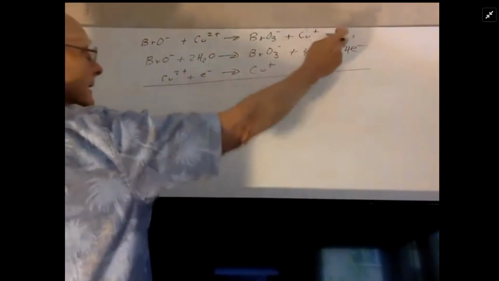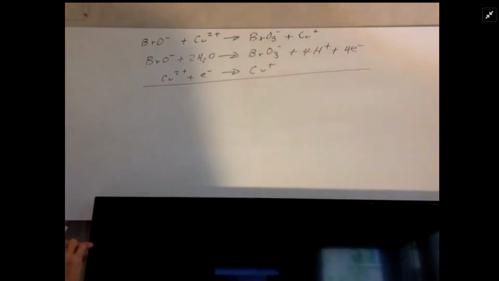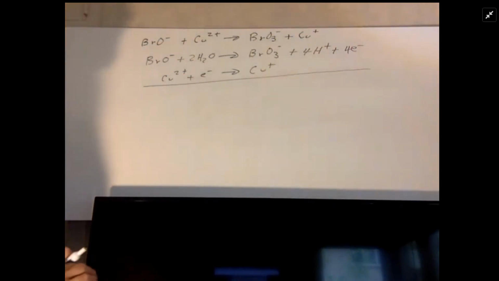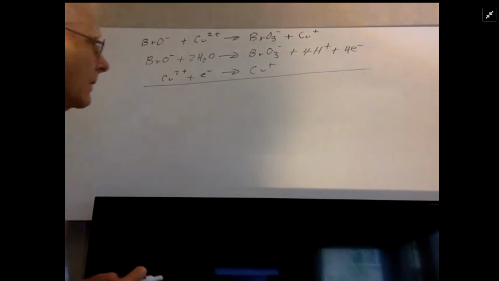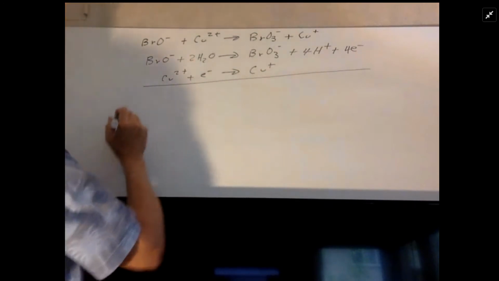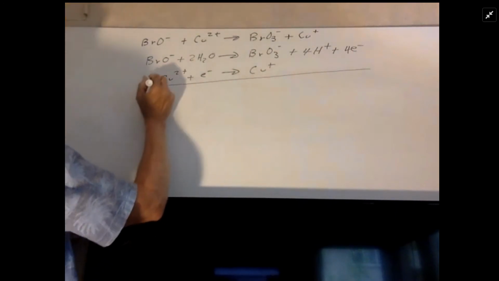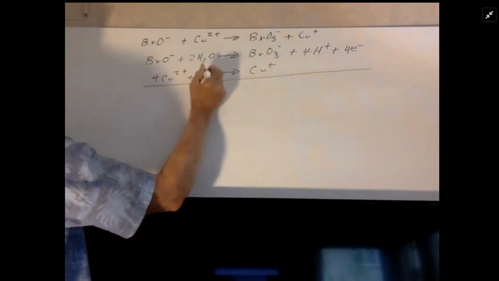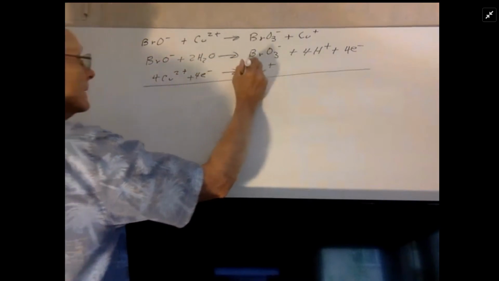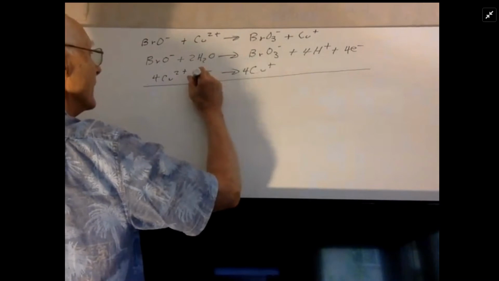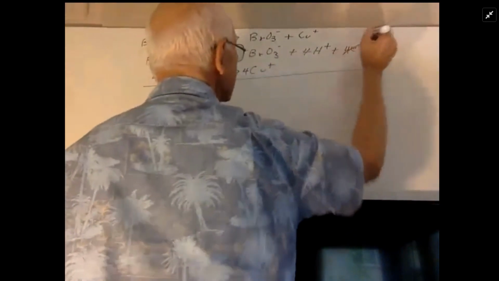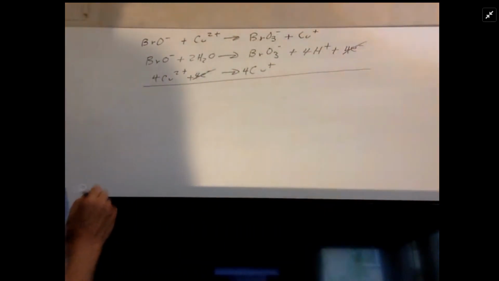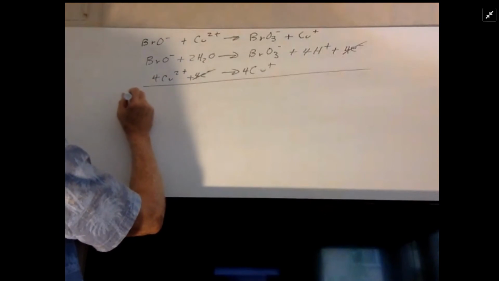When I go to add these 2 together, though, my electrons aren't going to cancel out, and I need my electrons to cancel out because you can't just have free electrons floating around in a balanced equation, right? So we're going to multiply this whole thing by 4. So I have 4 of everything here. And now my 4 e minus and my 4 e minus are going to cancel when I add them together. So let's go ahead and do that.